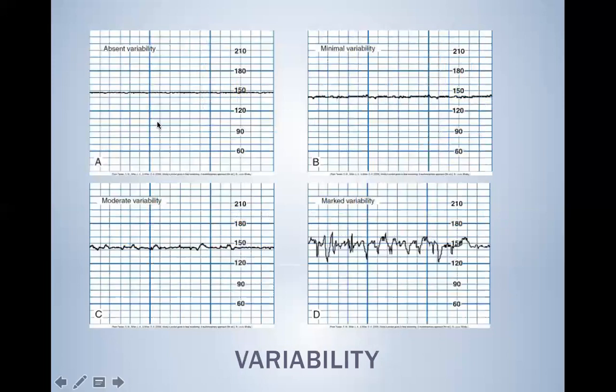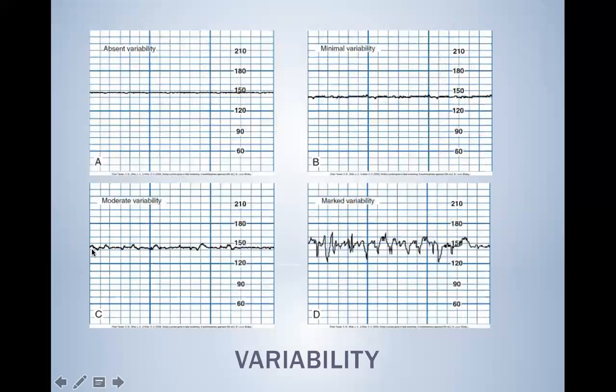So here's some great examples of variability. So here's our absent variability. You can see it looks like a straight line, and there's essentially no beat-to-beat variability. There's little here, but it's not enough to constitute variability. Here we have minimal variability because we do have a few more little blips here and there.